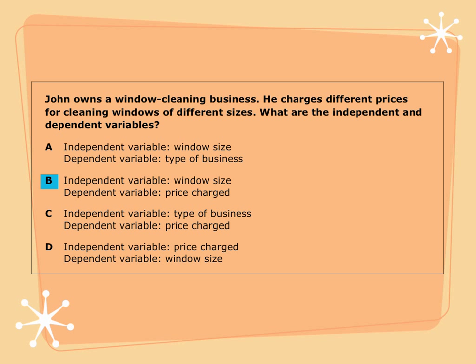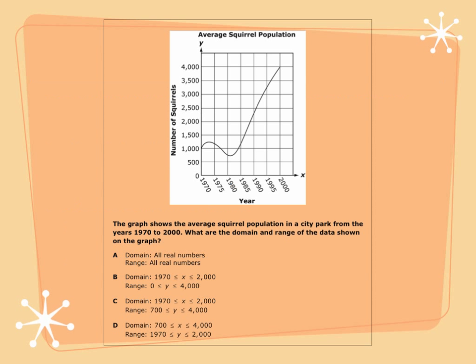And dependent would be your price charged, because the price is going to change depending on how large your window size is. This next example gives us a graph, and it says the graph shows the average squirrel population in a city park from the years 1970 to 2000. What are the domain and range values of the data shown on the graph?